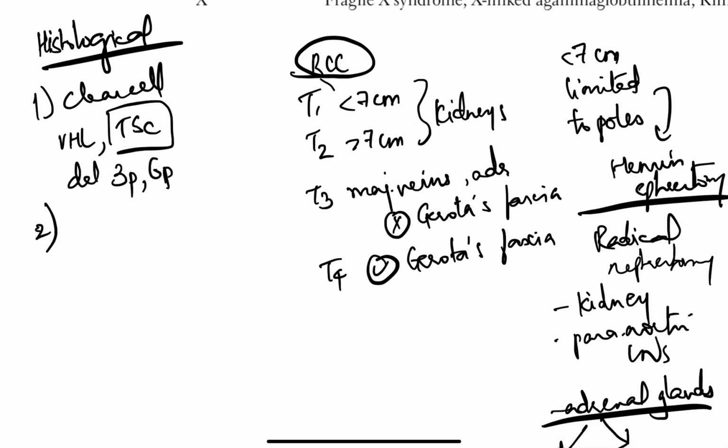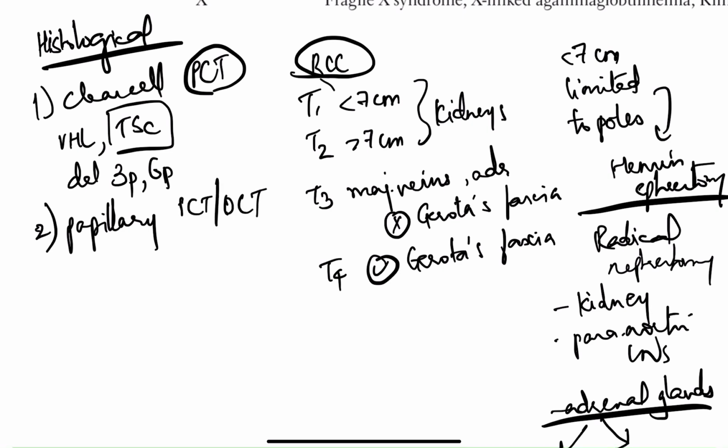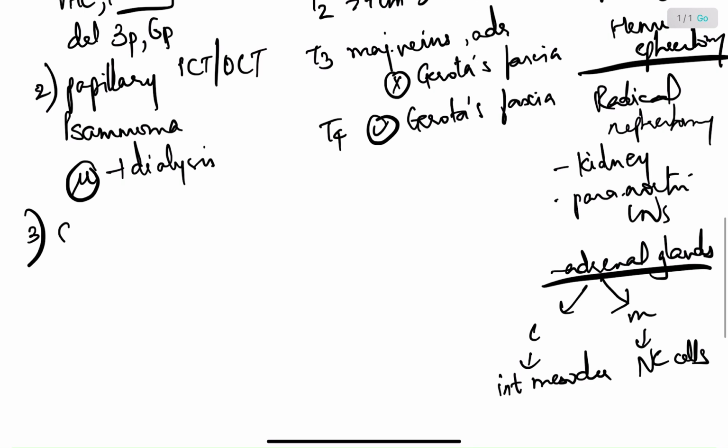The second type, and this one originates from the proximal convoluted tubule. The second is the papillary type, which again develops from PCT or DCT, right? It shows Psammoma bodies because it is papillary type, and the micropapillary type is what is associated with long-term dialysis. The third type is the chromophobe type, right?